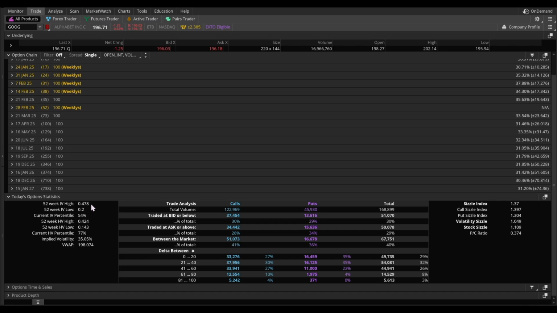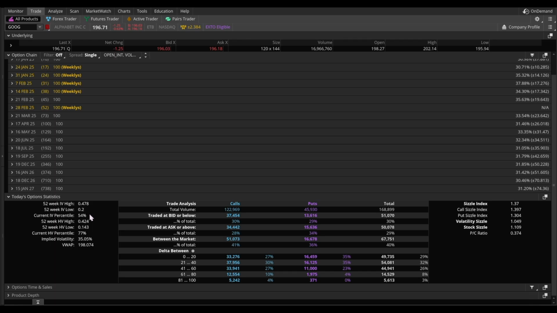So the first thing we see here at the top is the 52-week high implied volatility, and this is the highest IV level the option has reached in the past year, indicating periods of greater participation, uncertainty, or potential price swings. Underneath that, we see the 52-week low IV, the lowest implied volatility during the same period, reflecting more stable market conditions or lower expected movement. Both metrics help traders determine if the current implied volatility is relatively high or low compared to past levels.